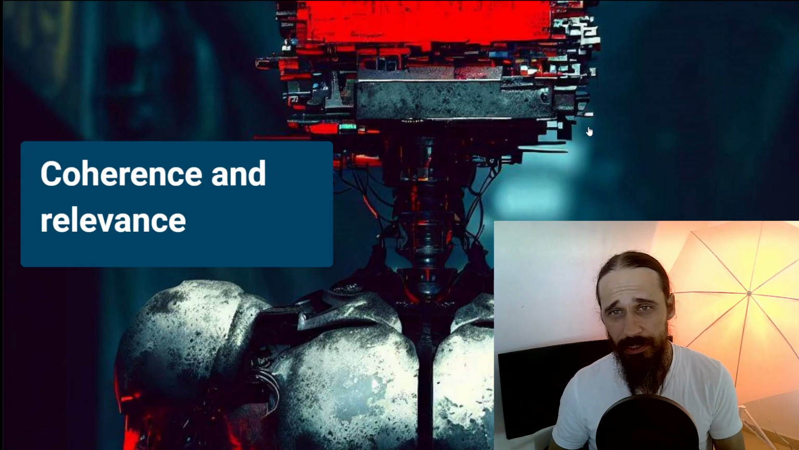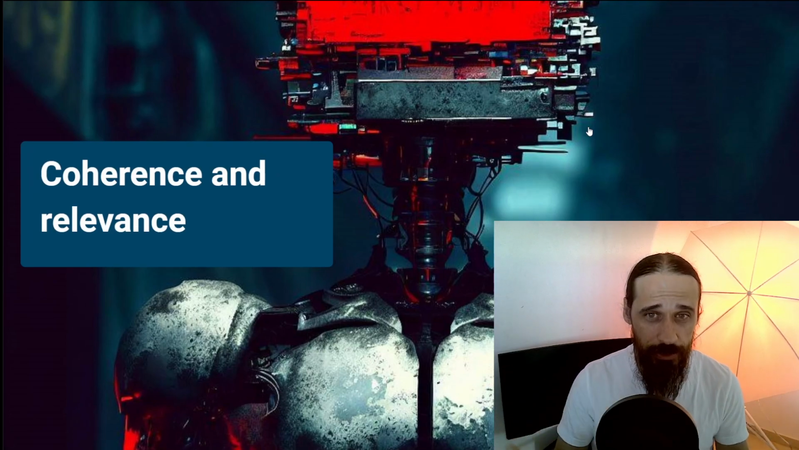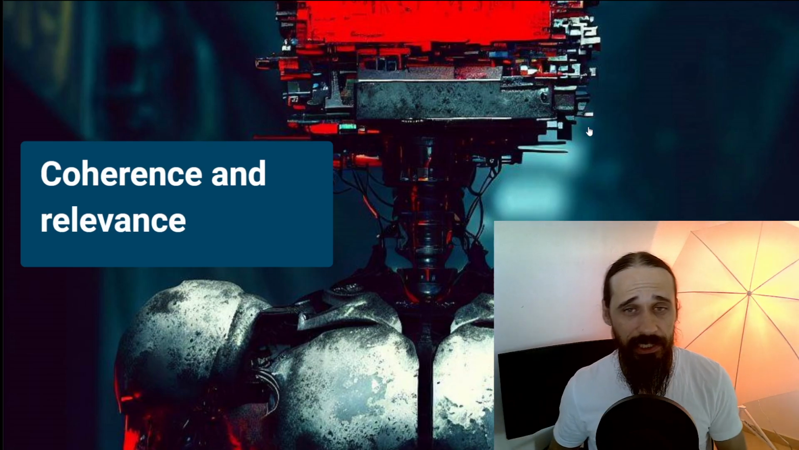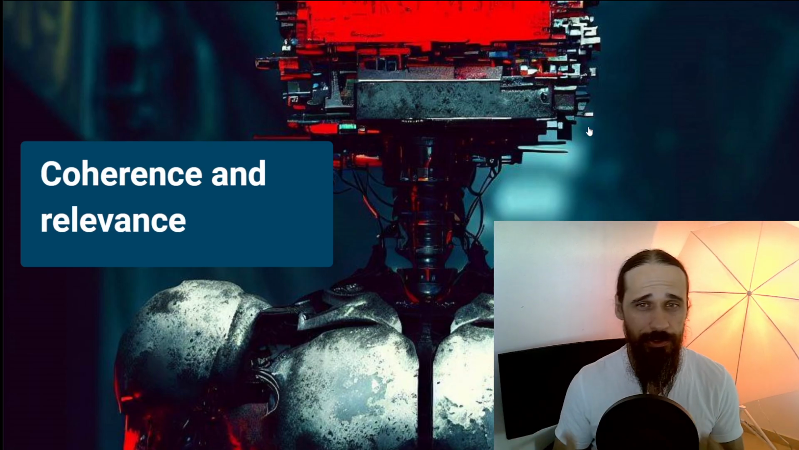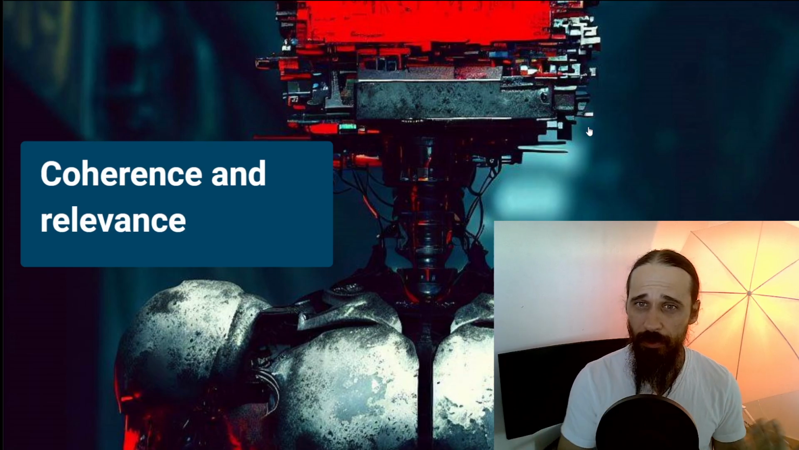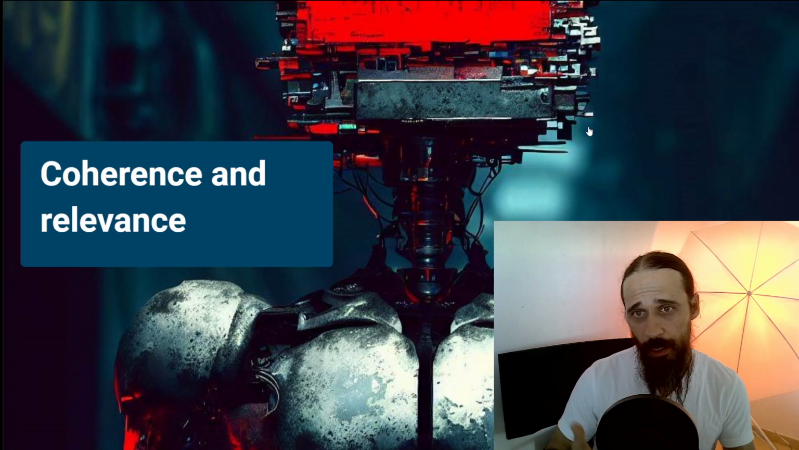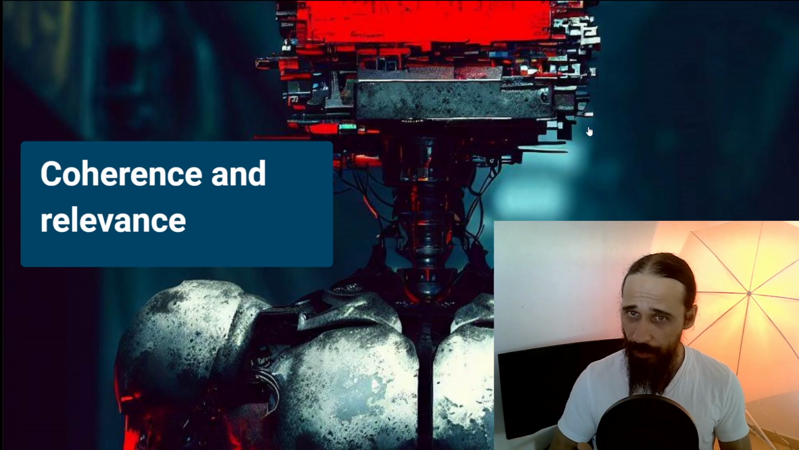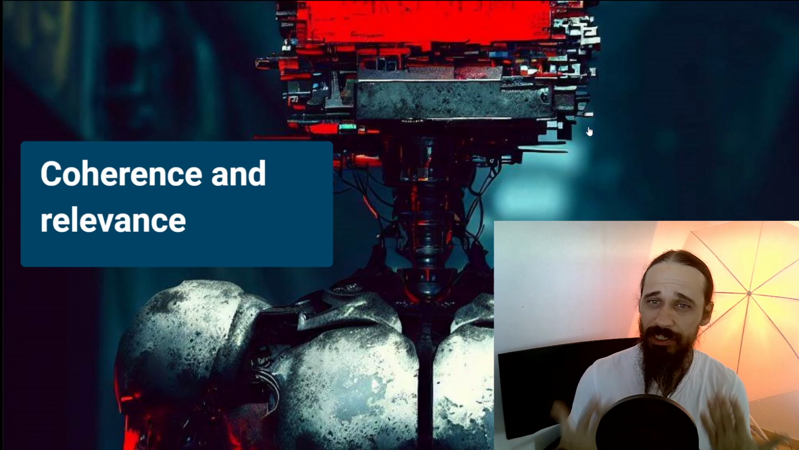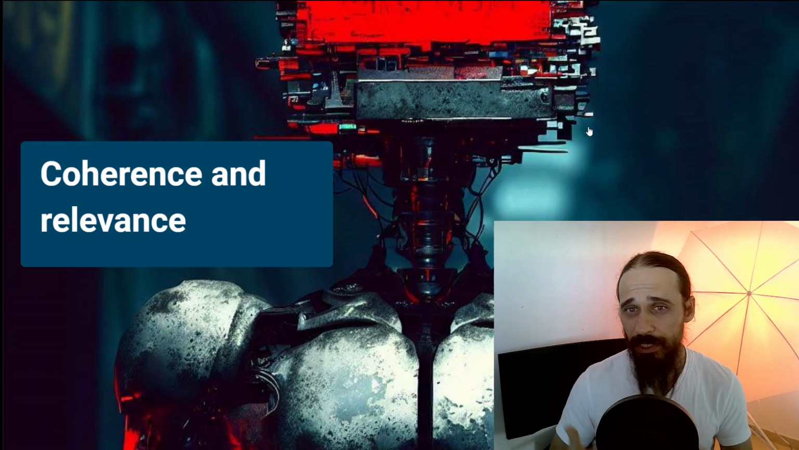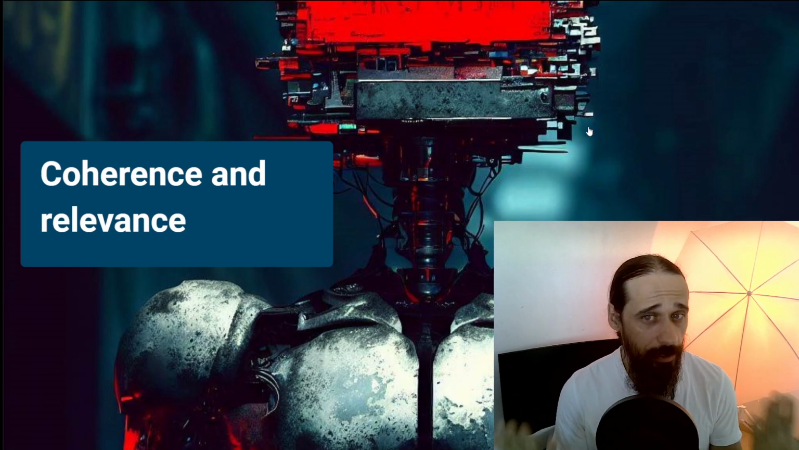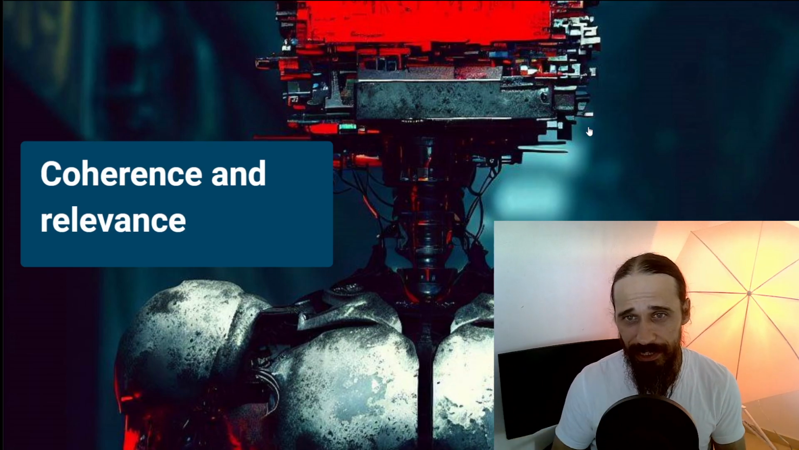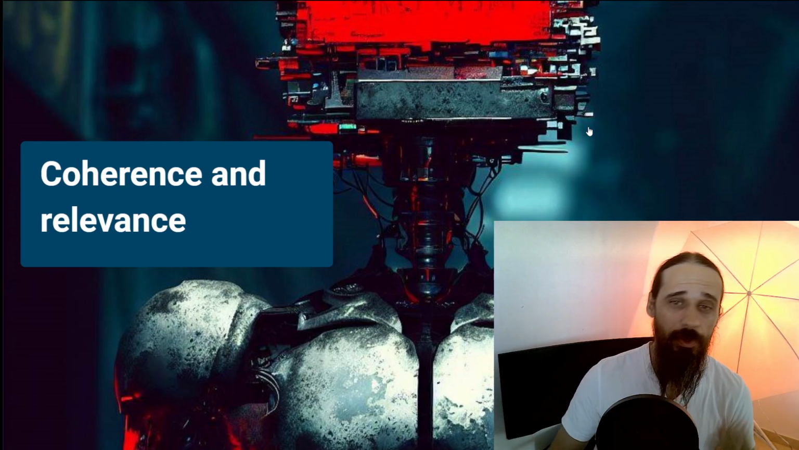Coherence and relevance. ChatGPT aims to generate responses that are both coherent and relevant to the conversation. It uses its training data to understand common patterns of human language and tries to produce responses that align with those patterns. However, it is important to note that ChatGPT may occasionally produce incorrect or nonsensical responses due to the limitations of its training data and the statistical nature of its approach.